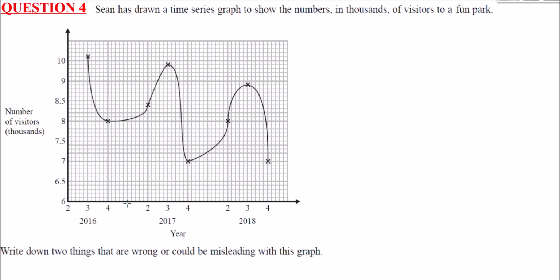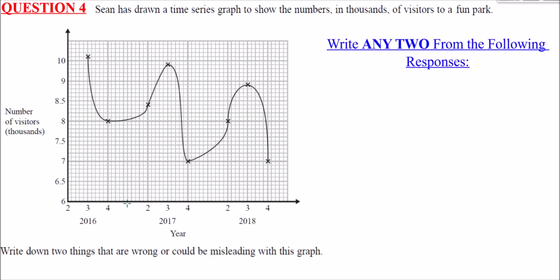Okay, so it might be worth pausing the video here and thinking yourself, what is wrong with the graph. And being wrong could also be interpreted as what is misleading, what is unclear, what is confusing. It doesn't need to be a categorical error, it could just be what could make this graph much better. So I'm just going to list all the points, versions of them you could write down to obtain a mark each time. It's 1 mark for each relevant point, up to just 2 points. So just write any 2 from the following responses. So the first one, I would say, is the points should be joined with a straight line.